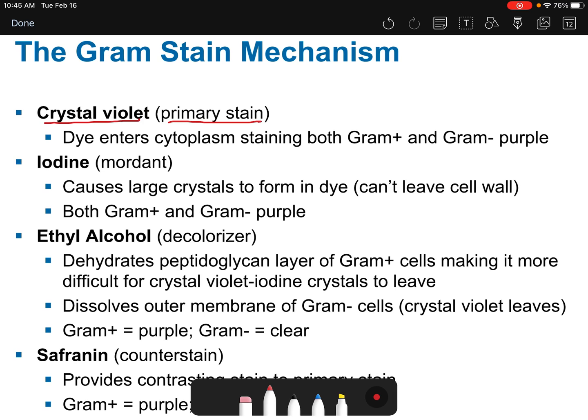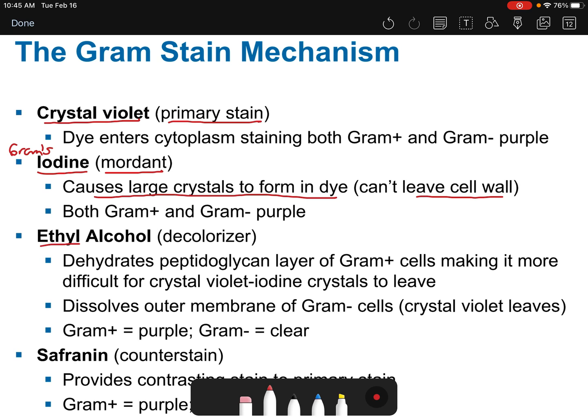That dye is going to enter the cytoplasm, and it's going to stain both gram-positive and gram-negative cells purple at that point. And then we use what's called Gram's iodine, as opposed to just regular old iodine. That acts as the mordant, or the kind of fixer. It kind of fixes it in place. What it does is it causes large crystals to form in the dye, so it'll have difficulty leaving the cell wall. So it's going to stain both gram-positive and gram-negative purple still. They're still going to have that crystal violet color because of those crystals forming in there.